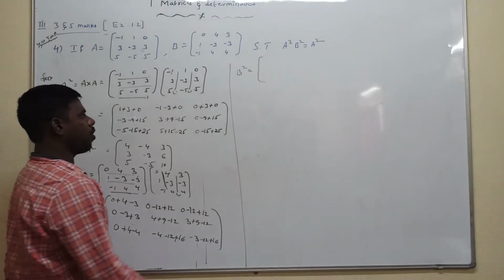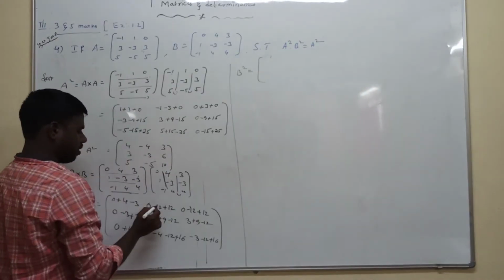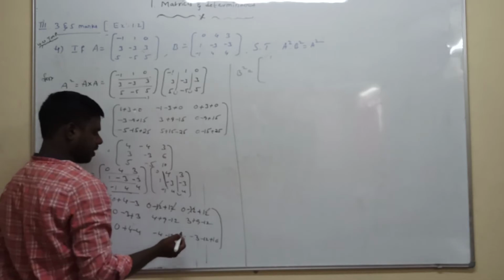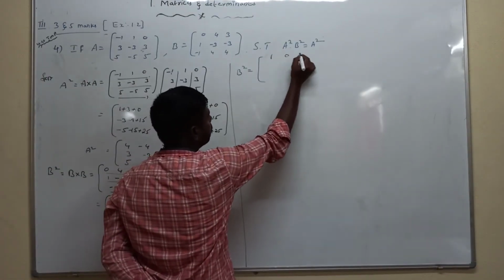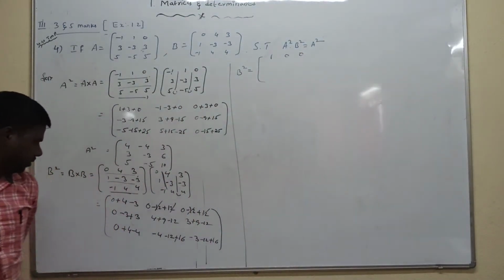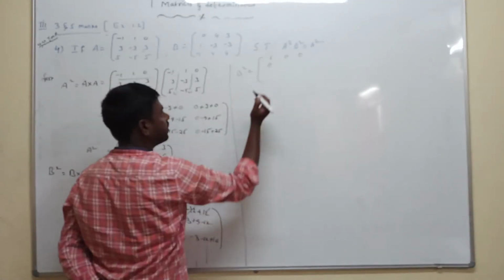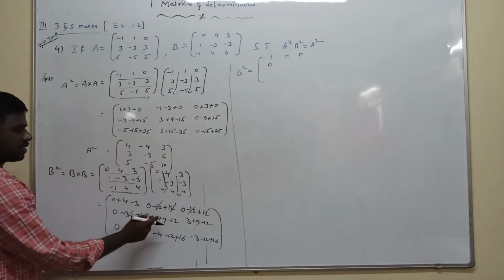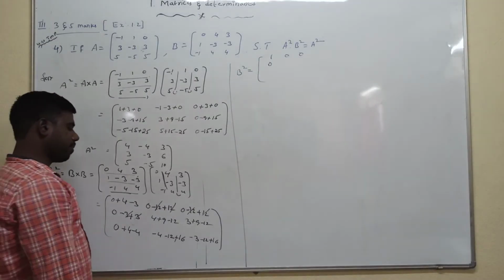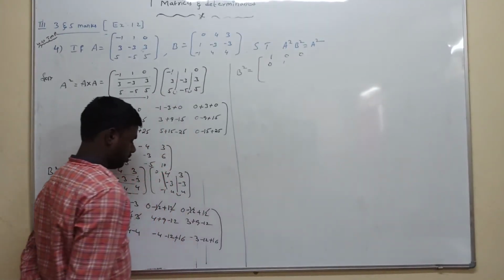4 minus 3 is 1. Minus 12 plus 12 get cancelled, that value is 0. Minus 3 plus 3 get cancelled, 0. Next, 4 plus 9, the value is 13. 13 minus 12, the value is 1.